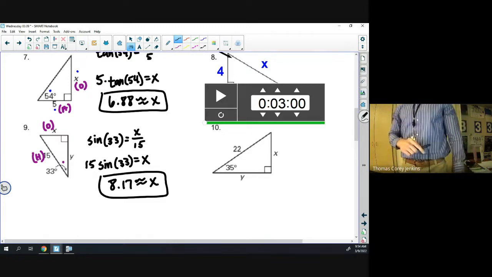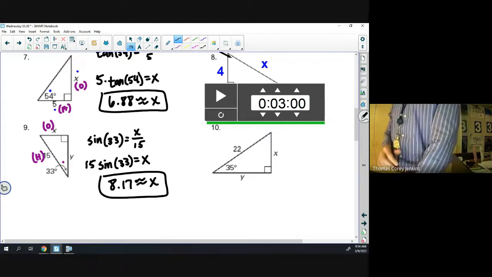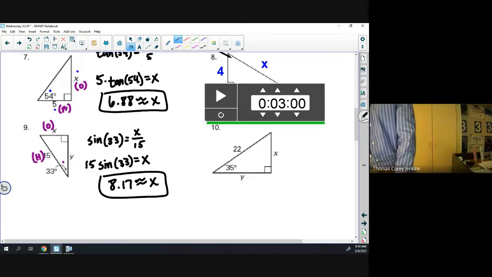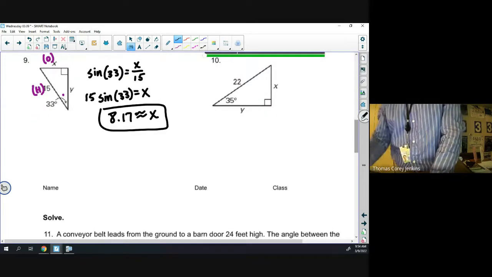We'll switch back to radians actually before we're done with the trig stuff. So let's not worry about that just today, but we'll deal with radians kind of in the future here. Okay. All right. So then we have to find y as well.